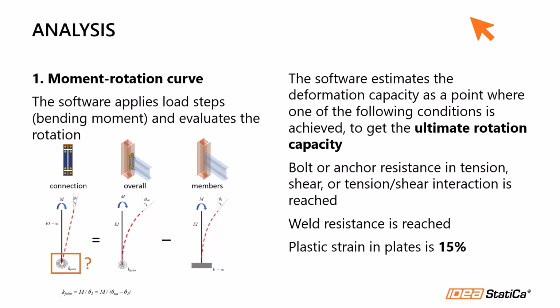So this is the value we are worried about, okay? Then we also need to get the ultimate rotation capacity. So the software iterates and it stops the analysis till either the bolts, anchors, or weld resistance is reached, and the plastic strain limit in this case is 15%. Remember, this is only to get the ultimate rotation capacity, all right? So these are like the limit values for that rotation capacity.